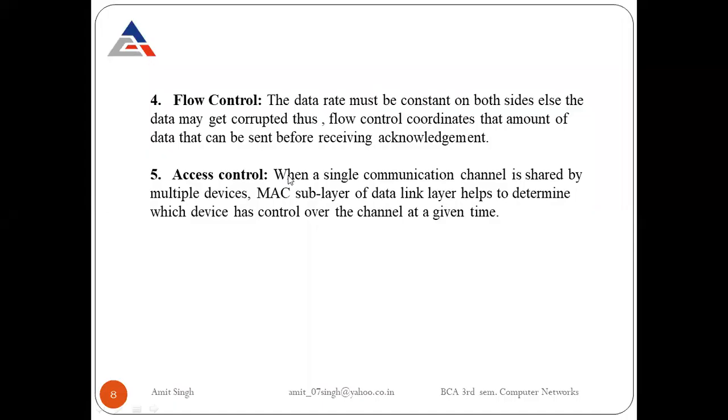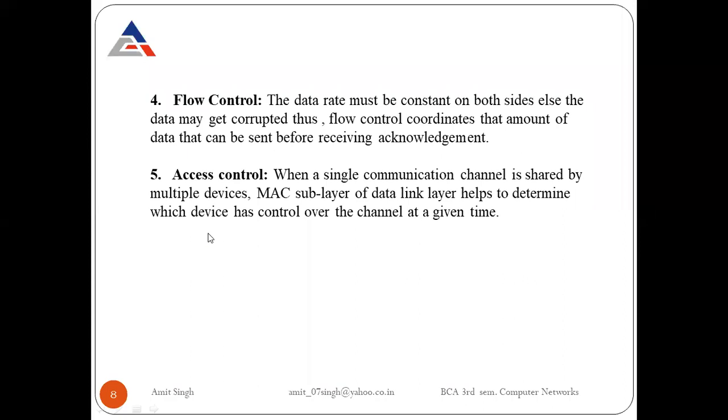Flow control. The data rate must be constant on both sides, else the data may get corrupted. Thus, the flow control coordinates the amount of data that can be sent before receiving acknowledgement. What is the meaning of flow control? It means controlling the flow of data. If we control the flow of data, the sending speed is equal to the receiving speed. Sending speed means the speed at which we are sending the data, and receiving speed means the speed at which the receiver can receive the data. This is called the flow control.